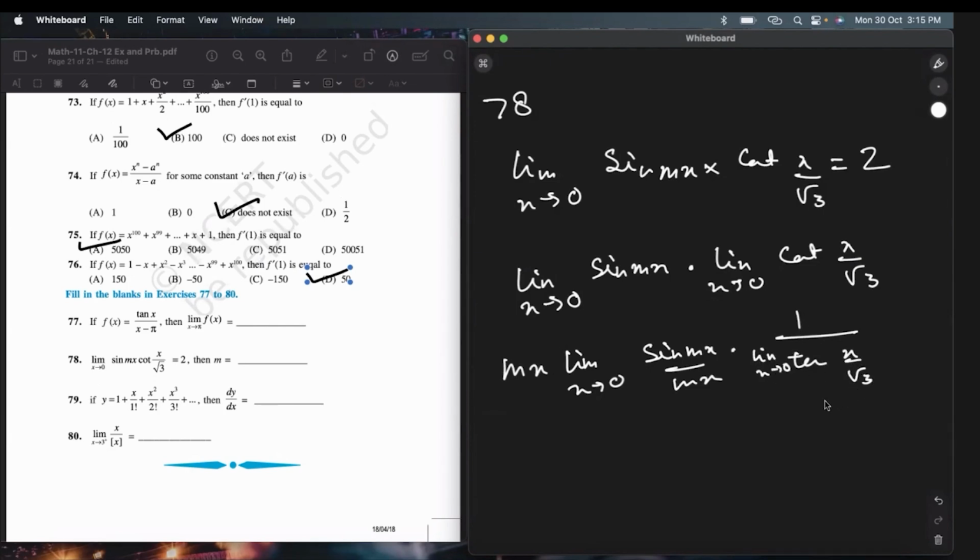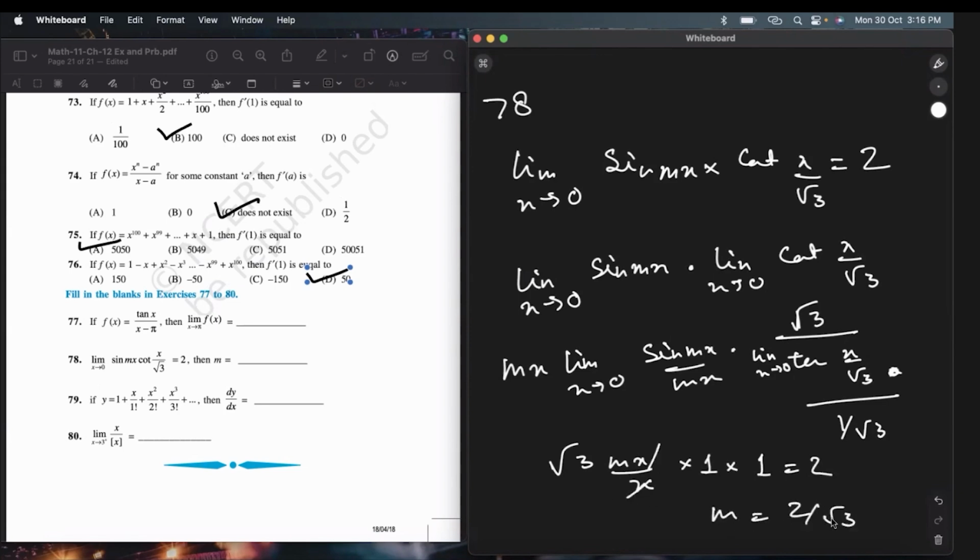So since there is x upon root 3, I'll keep 1 upon root 3 over here, and I'll multiply with the base by 1 by root 3. So root 3 will come in the numerator. Alright, so what am I being left with over here? There is root 3 mx upon x. Yeah, root 3 mx upon x into 1 is equal to 2. So x is getting cancelled out. So m is 2 upon root 3.